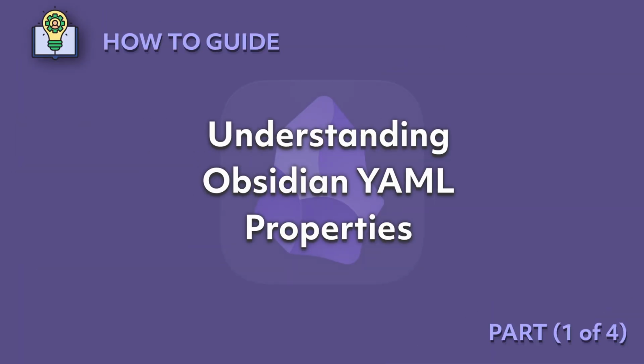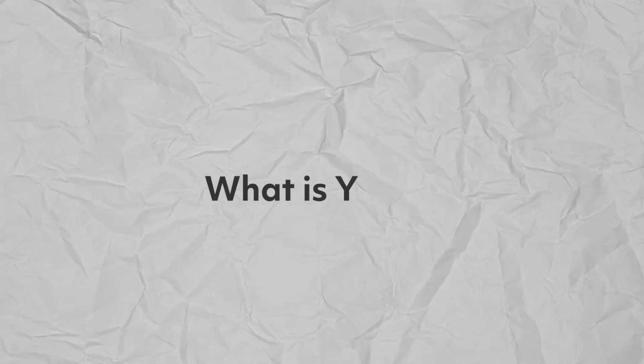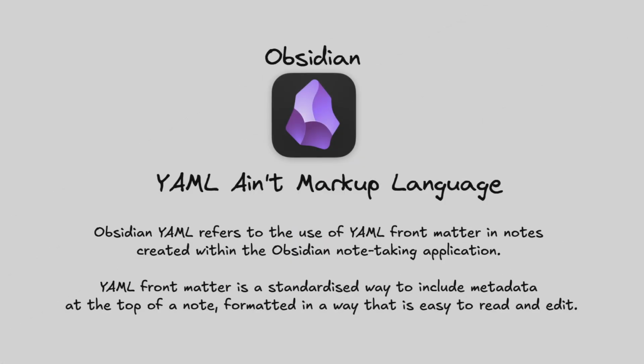Understanding Obsidian YAML properties. What is YAML? Obsidian YAML refers to the use of YAML front matter in notes created within the Obsidian note-taking application. YAML front matter is a standardized way to include metadata at the top of a note, formatted in a way that is easy to read and edit.